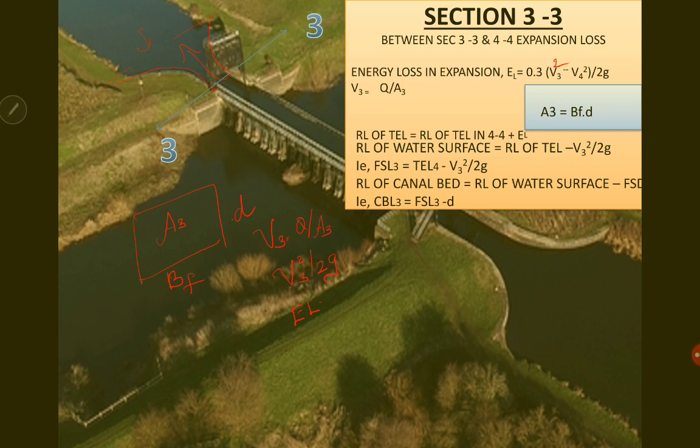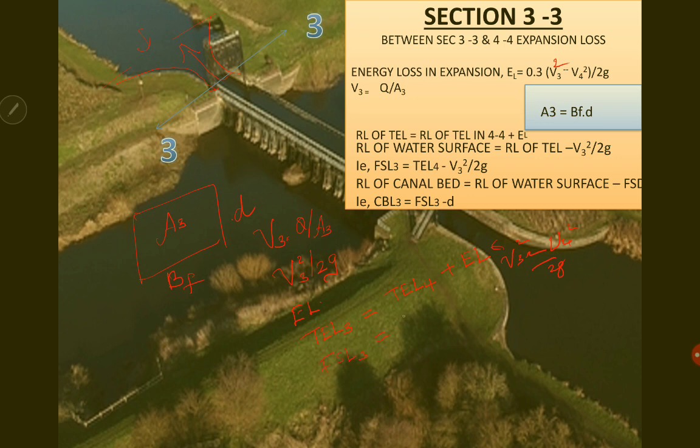Now let us fix the various levels. What is the TEL at 3? TEL at 3 is equal to TEL at 4 plus expansion loss, right? We have found the TEL at 4 in the previous step, plus just add expansion loss, that is equal to 0.3 times V3 square minus V4 square by 2G. Just add it. We will find the TEL at 3. Once you know the TEL at 3, what is the FSL at 3?